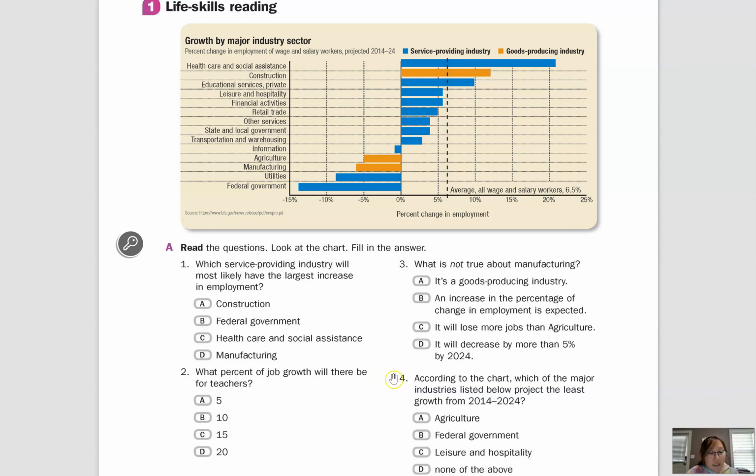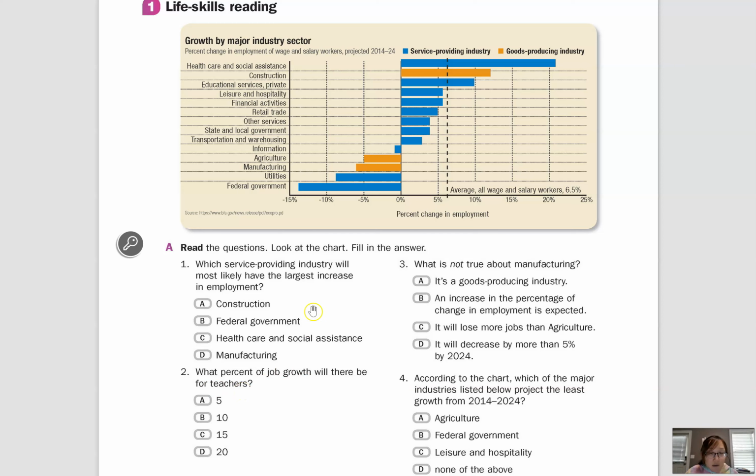Okay, so now let's take a look at number 2. What percent of job growth will there be for teachers? Okay, what percent of job growth will there be for teachers? So you can't see the word teacher here, but of course teachers are part of the educational industry. So we can see that it's about 10%. So we can say there will be 10% of job growth for teachers.